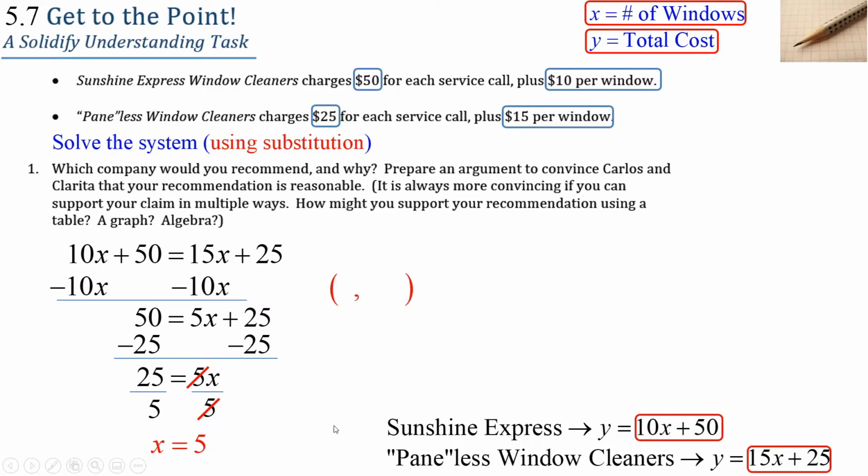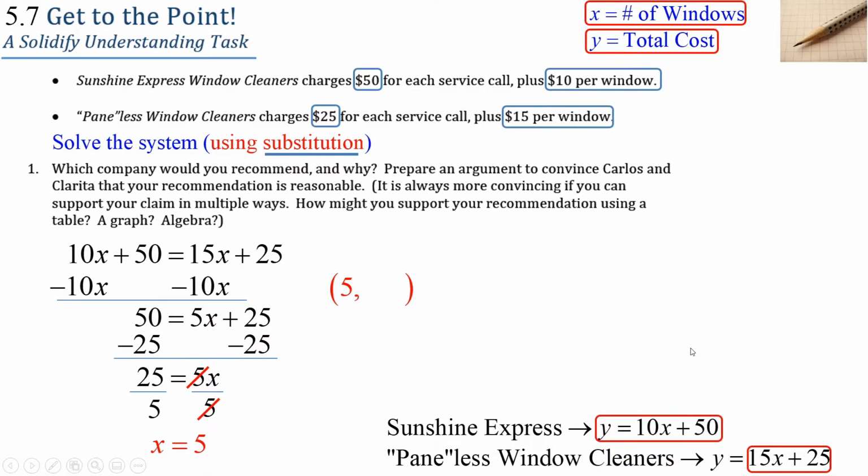So let's write this as an ordered pair. x equals 5 windows. Now, how much will that cost us? And that's why they call this substitution too. All right, boom, we can now take this 5 and plug it into either equation and solve for y.